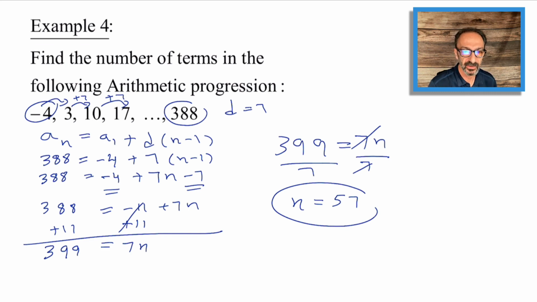The right way is to use the formula and finish it, because you don't want to be given, let's say, instead of 388, a number over 1,000. So you don't want to list them all. The right way is to use the formula, represent the last term a sub n with the last number, in this case 388, and do some algebra steps and finish it.